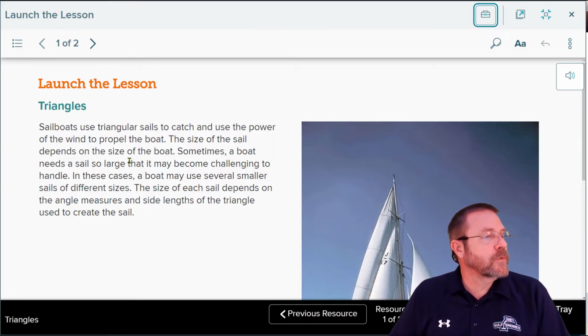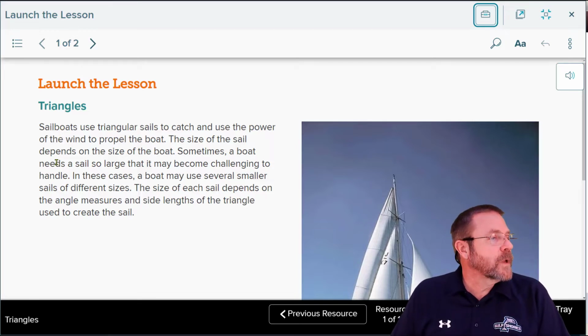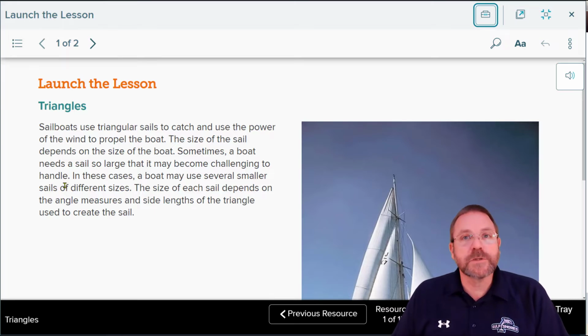Sailboats use triangular sails to catch and use the power of the winds to propel the boats. The size of the sail depends on the size of the boat. Sometimes a boat needs a sail so large that it may become challenging to handle. In these cases, the boat may use several smaller sails of different sizes.